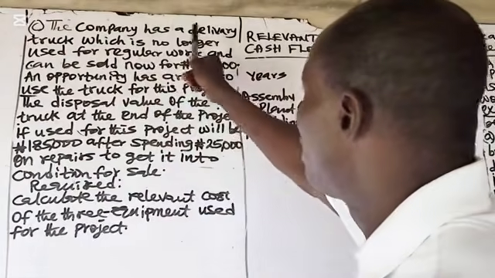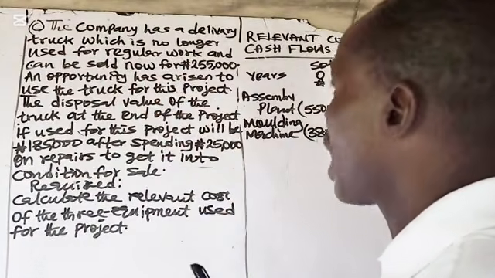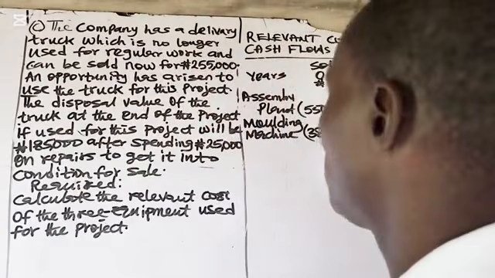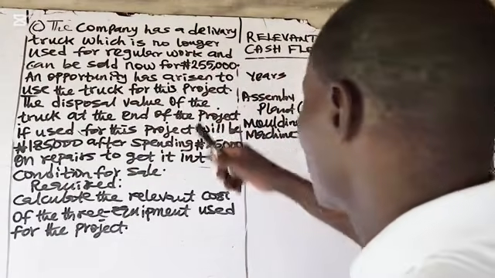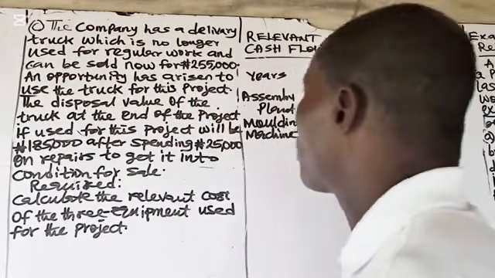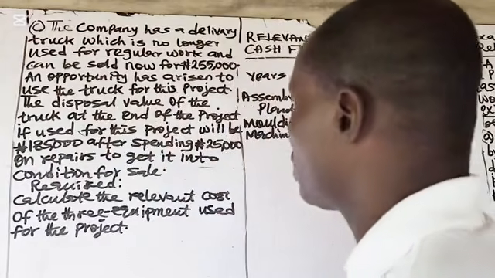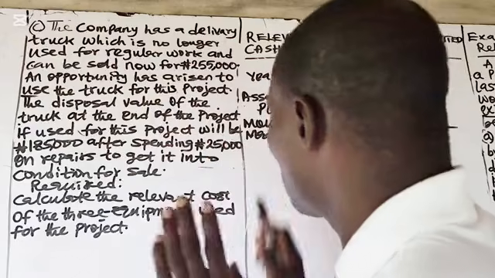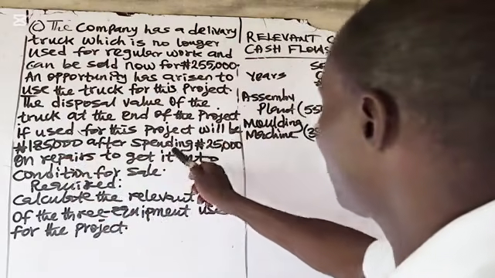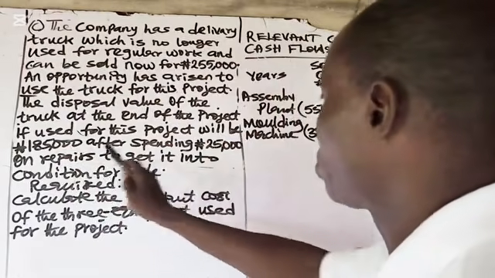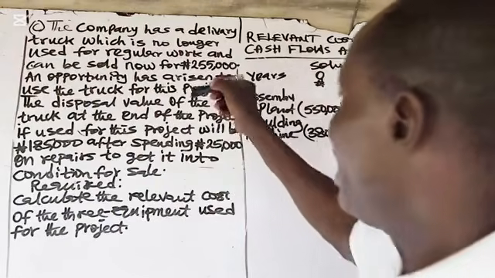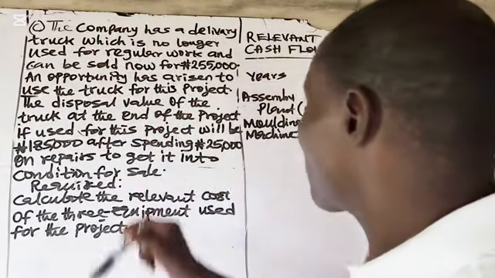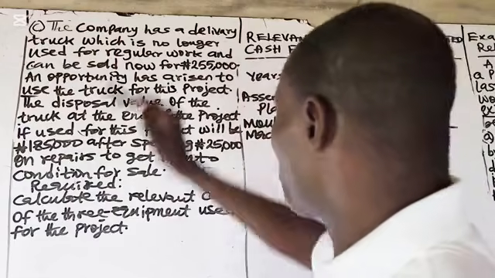So the company has a delivery truck which is no longer used for the regular work and can be sold now for 255,000 naira. This delivery truck has the current disposal value of 255,000. An opportunity has arisen to use the truck for this project. The disposal value of the truck at the end of the project, if used for this project, will be 185,000 after spending 25,000 on repairs to get it into condition for sale. You know, this is the disposal value now. And this disposal value of 255,000 that occurs now will be treated as an outflow in year 0.